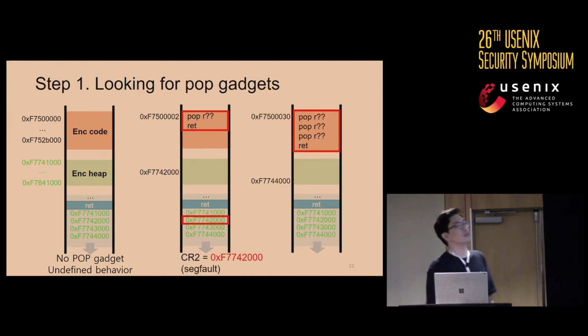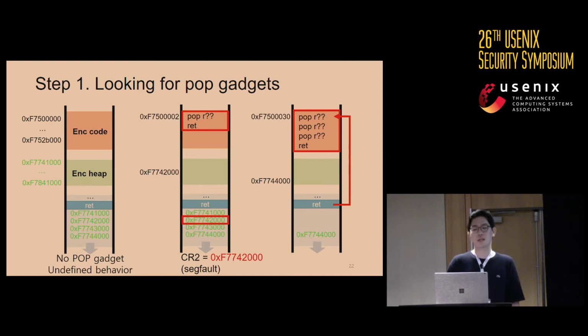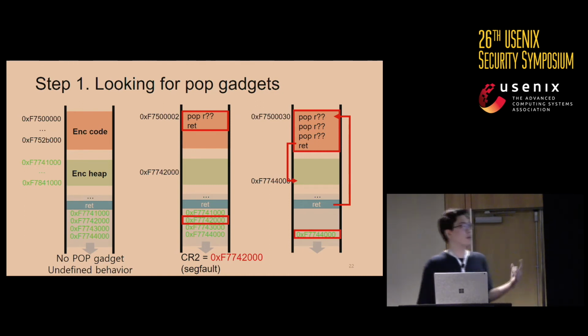Now, let's take another example. Let's assume that the probing address contains 3 pop instructions and return. It will anyway consume 3 entries from the stack and return to the next address. And once again, this address is non-executable, so it will raise a segmentation fault at that address. An attacker can know that the probing address contains 3 consecutive pop instructions and return instructions.